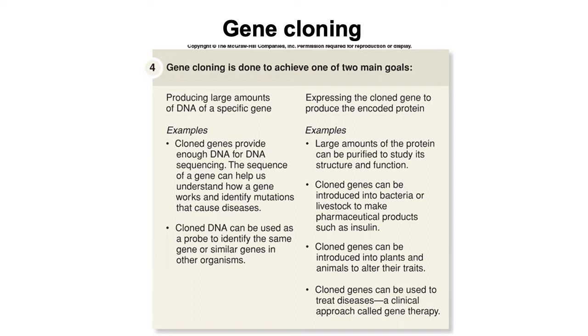So when you look at what's outlined here in this diagram, as I just said, in gene cloning we're trying to achieve two main goals. We're trying to produce a large amount of a particular piece of DNA, a particular gene, or we're trying to produce a large amount of that encoded protein. And so let's first talk about how we clone genes and how we put recombinant DNA together. And then we'll talk about how we use those things for one of the two goals listed here on this slide.